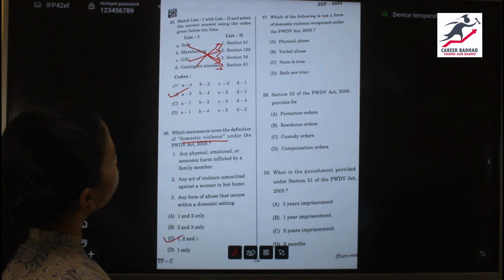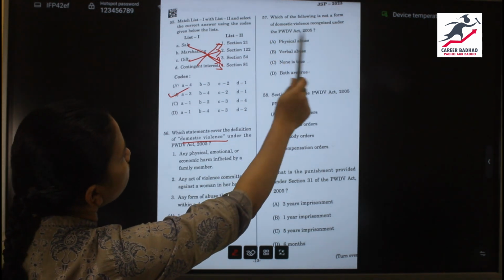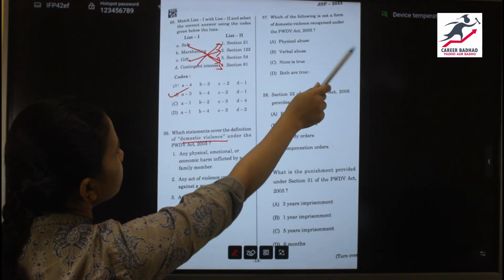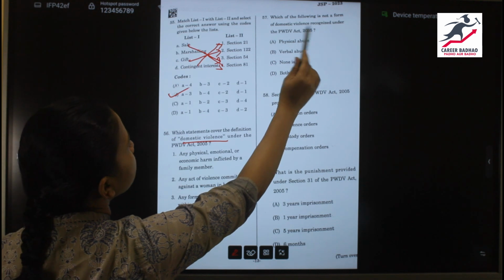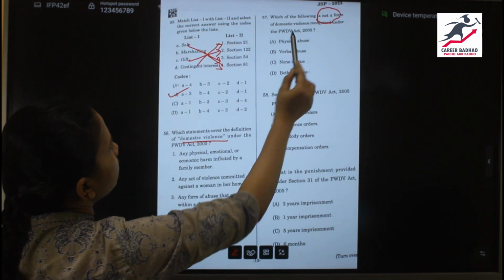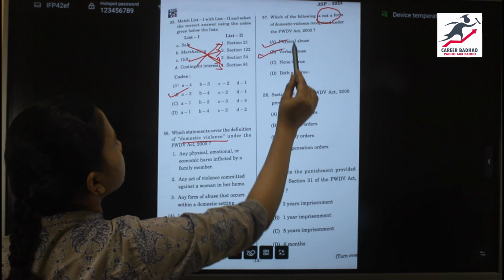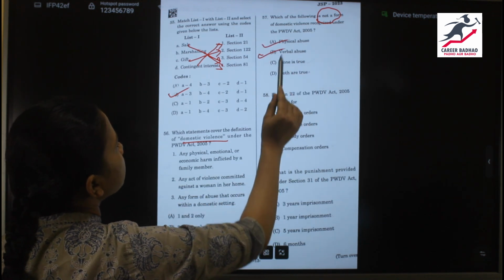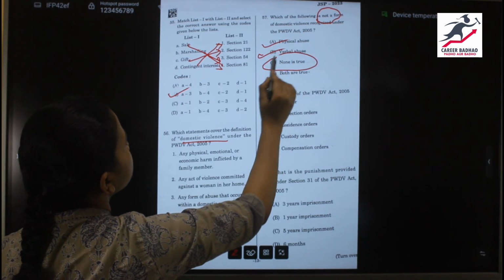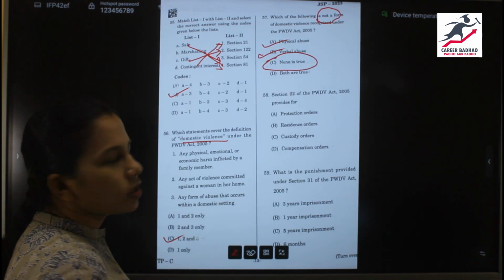Let's move to question number 57. Which of the following is not a form of domestic violence recognized under the Protection of Women from Domestic Violence Act 2005? Not recognized. Not a form. Mark the word not. So here physical abuse is there, verbal abuse is there. Both are true, yes. But since there is 'not', the correct answer is none is true. This is the correct answer. Let's move to question number 58.